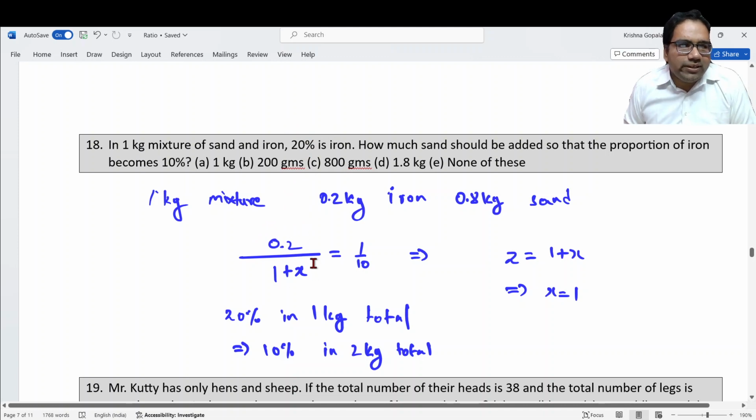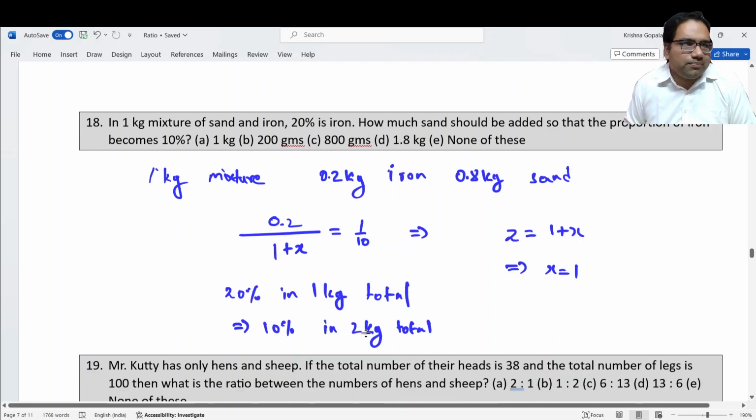But the total weight has to increase. Earlier it was 1. Then we add x kgs of sand. 0.2 by 1 plus x equal to 1 by 10. That means 2 equal to 1 plus x, so x equal to 1. That means 1 kg of sand you have to add, which is like this also, right? Earlier 1 kg, if iron has to become 10% because we are not adding any iron, the total should go to 2 kgs. Right, this has become half, this should become double.